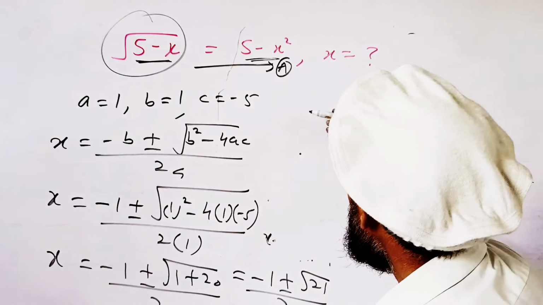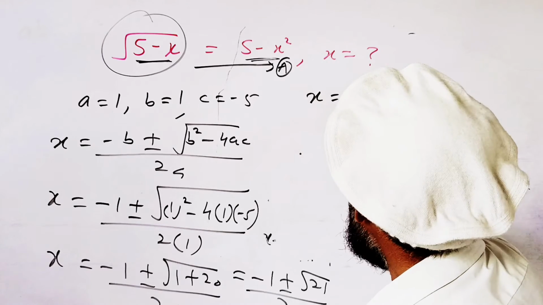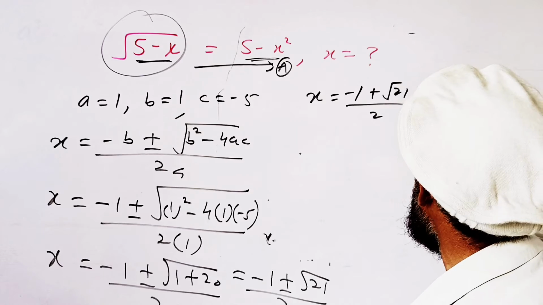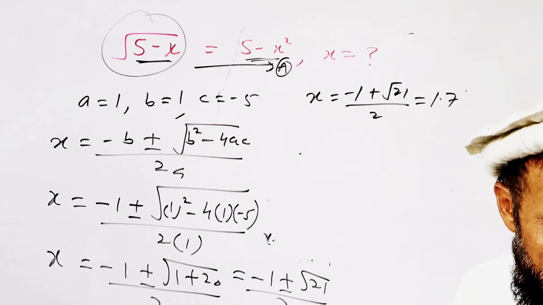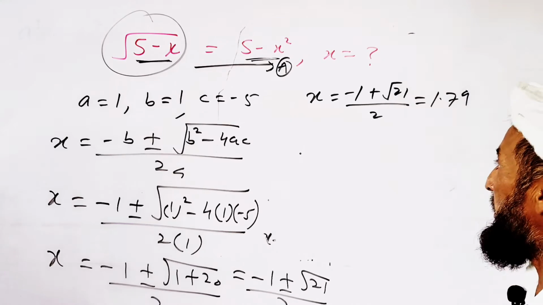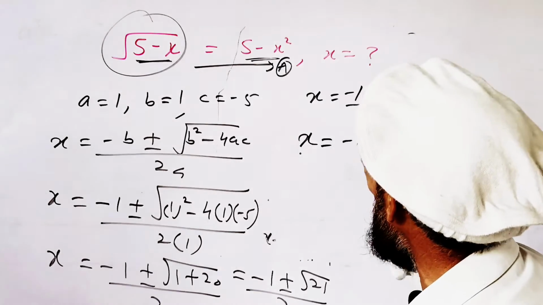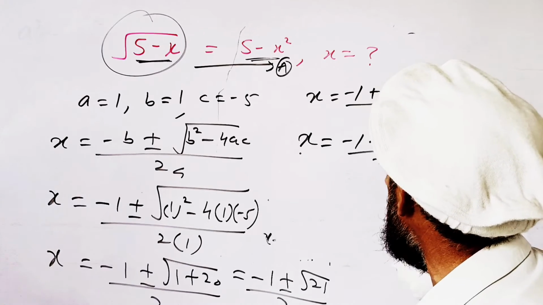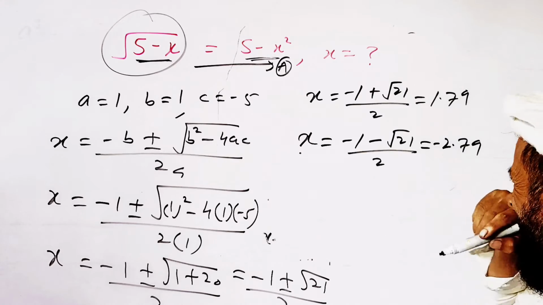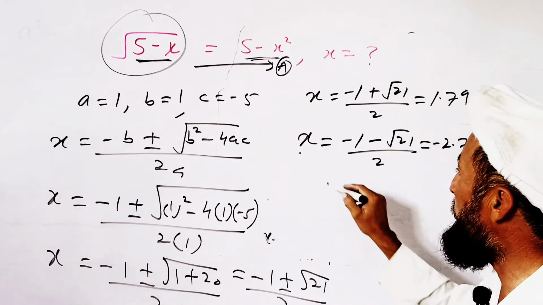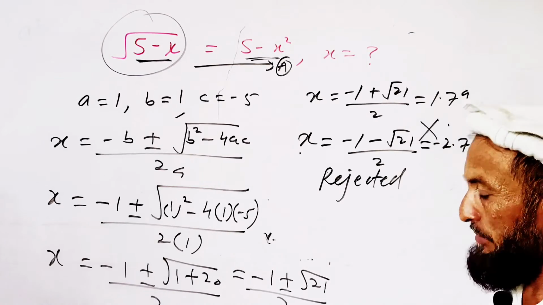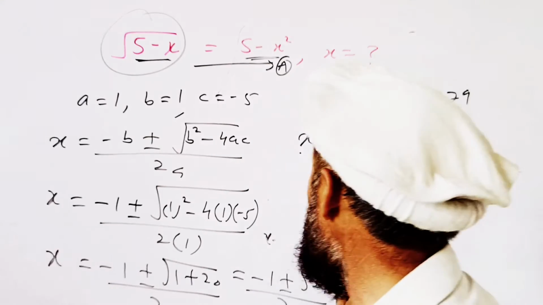We get two results. First, x is equal to minus 1 plus the square root of 21, divided by 2. If we simplify, we find 1.79. We have already done the range, so it lies in the range and it satisfies. And the second is x equal to minus 1 minus the square root of 21, divided by 2. So this result is minus 2.79. It does not lie in the given range we have already done, so it is rejected. This case is rejected.